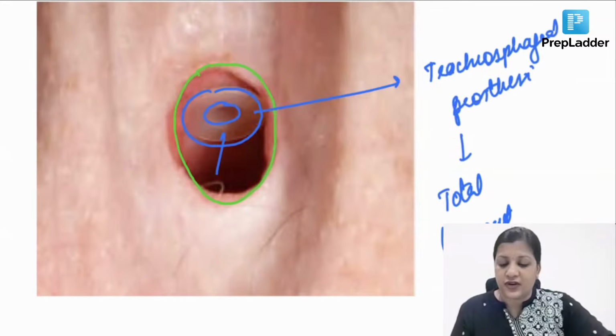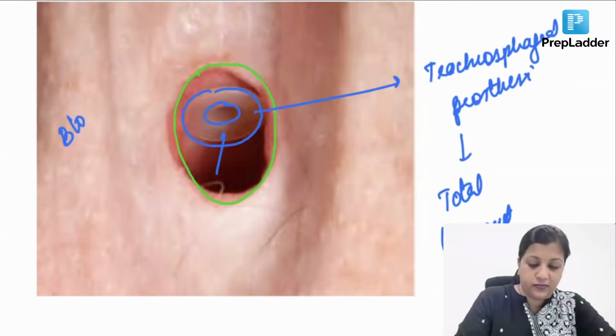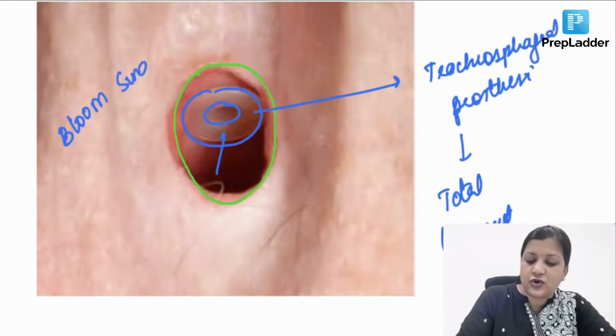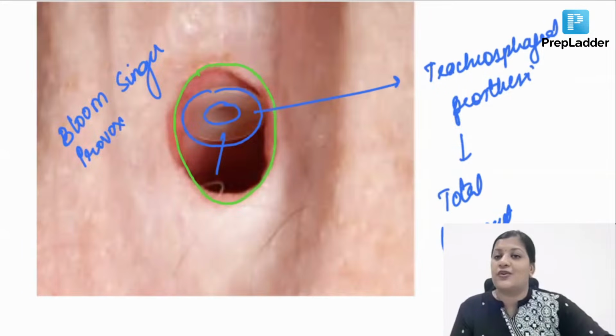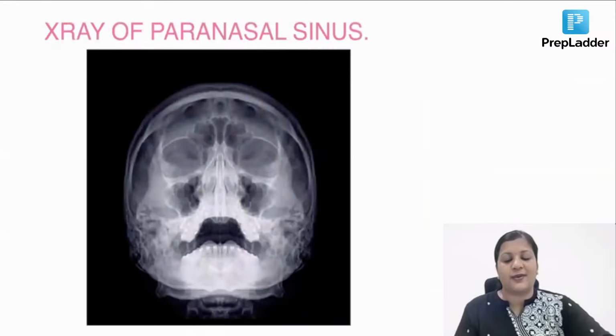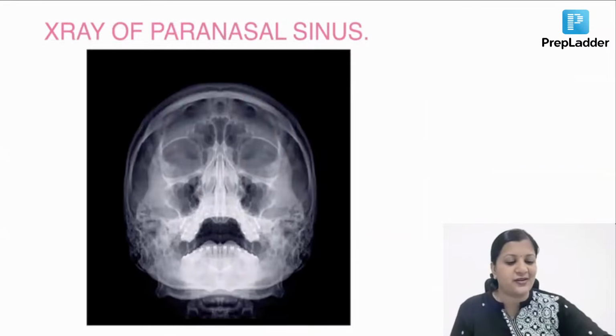What are the 2 types of tracheoesophageal prosthesis that you should know? The first one is called the Blom-Singer prosthesis. The second one is called the Provox prosthesis. So I think this should be good enough for you to recollect things about the tracheoesophageal prosthesis.